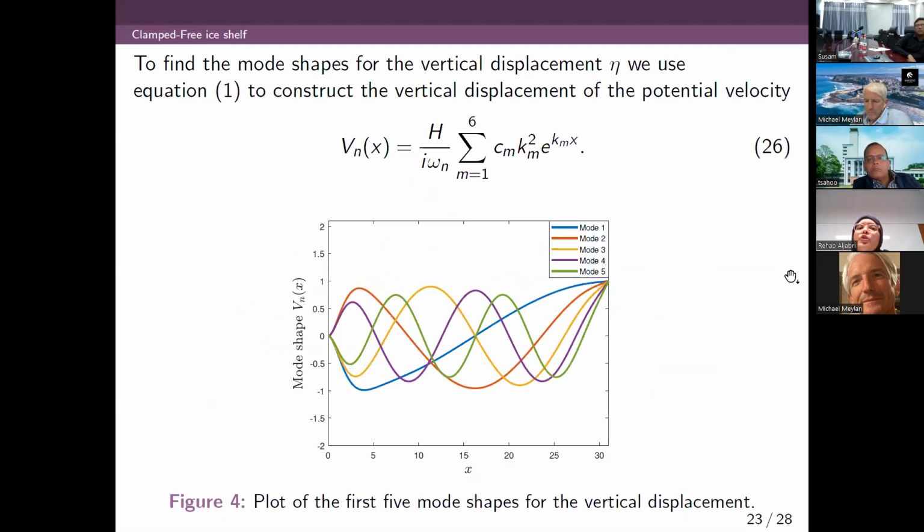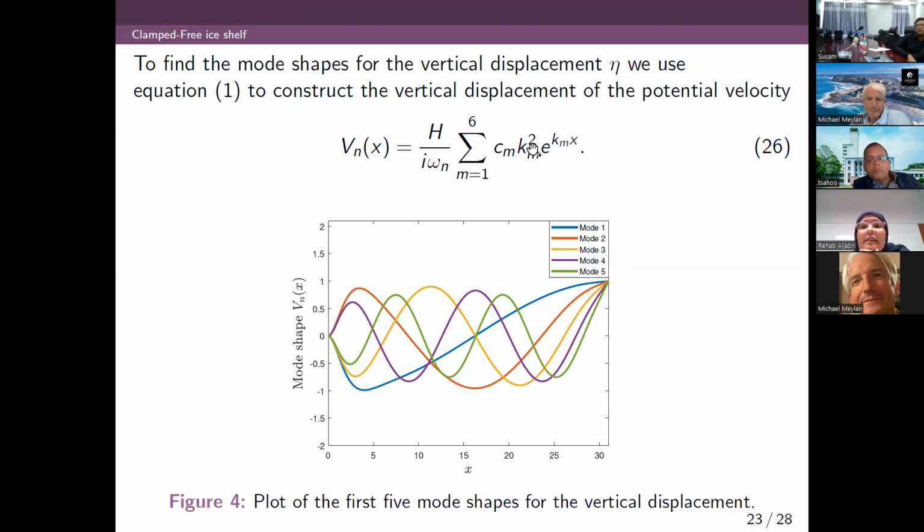Now, for finding the mode shape for the vertical displacement eta, we will use equation 1, which is the shallow water equation. We just take the second derivative of the potential to find the mode shape for the plate, or the ice shelf. So we end up with this equation, which is the mode shape equation. And here are the mode shapes for the plate. We can see this is the first mode shape, and here's the second one, third one, and so on. We can notice the mode shapes match the boundary condition because we said it's clamped-free. So here it's clamped and free on the other side.